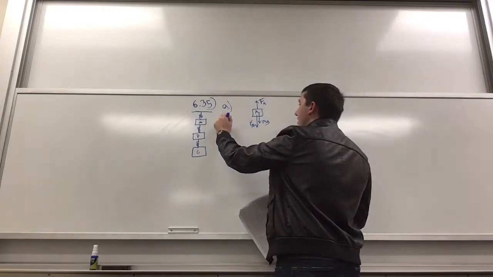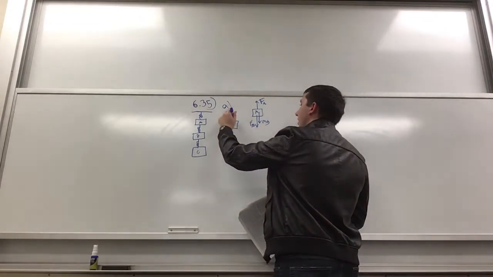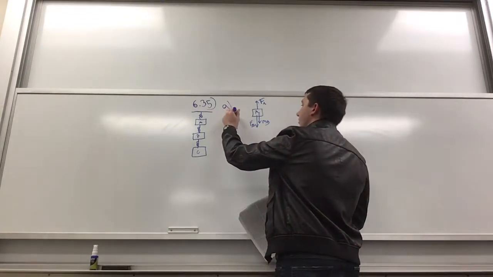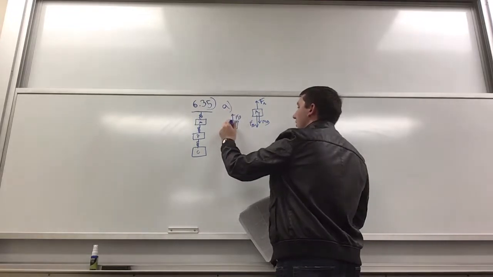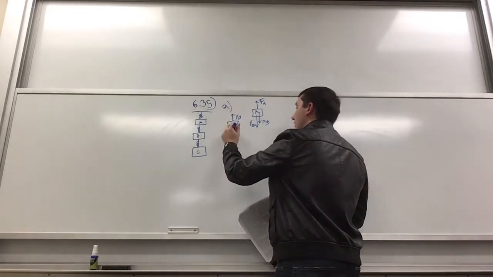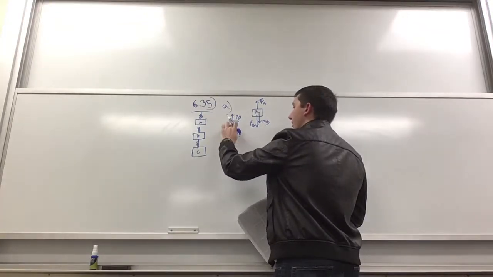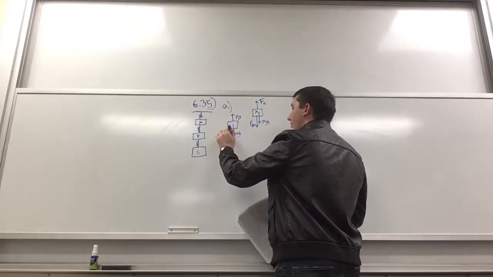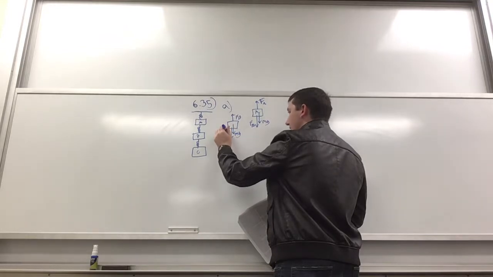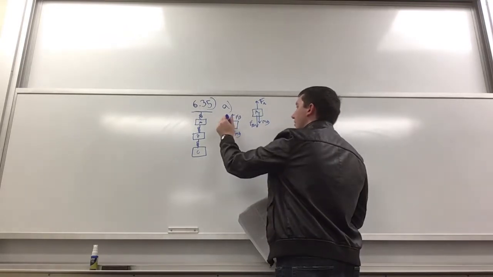For box B, you're going to have the force from spring B, its weight, and the force from spring C. And this is for box B.